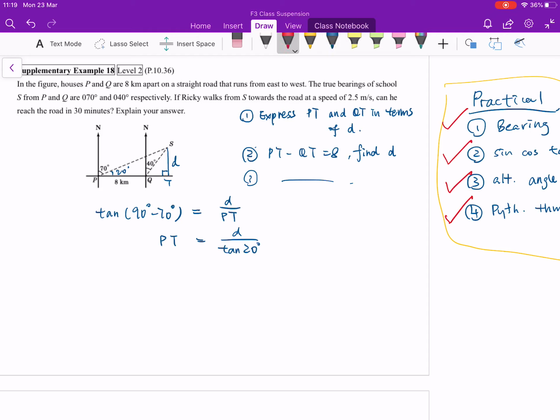And then second one, let me use another color. Tangent of 90 degrees minus 40. This one, you know that? This is 50, okay? 90 minus 40 equals to D divided by QT. Sorry, I made the same mistake. Therefore, QT should be D divided by tangent 50 degrees. So now you expressed QT and PT in terms of D. So goes to the second part, set up an equation and try to solve it.